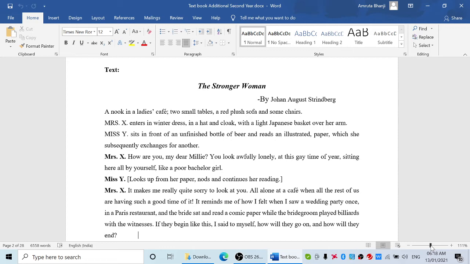You find that Miss Y doesn't speak a single line, but her facial expressions and body language throughout this one act play are very important to know. After knowing Miss Y, we feel that she is a somewhat dominant character, and she creates her influence and impression on the life of Mrs. X.